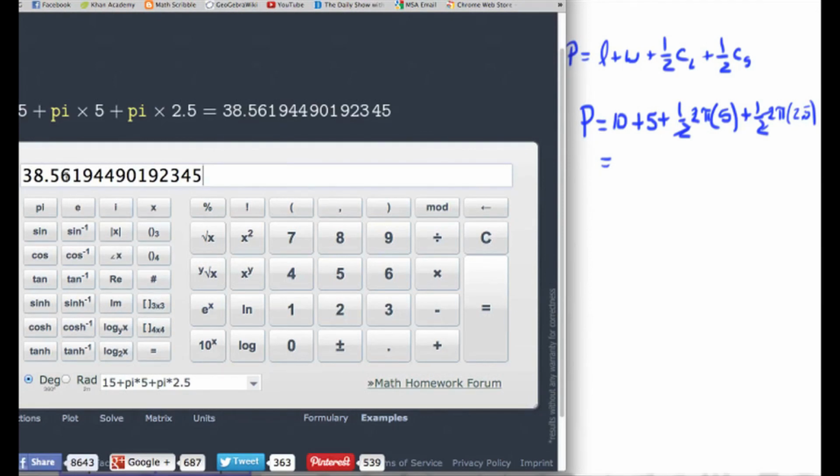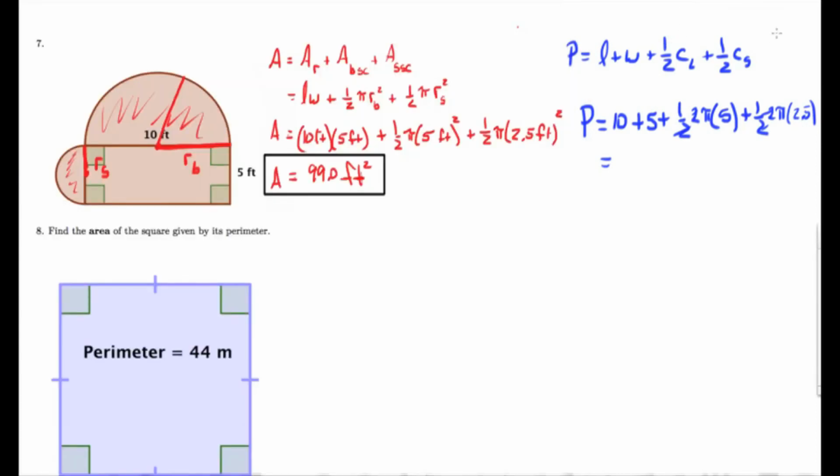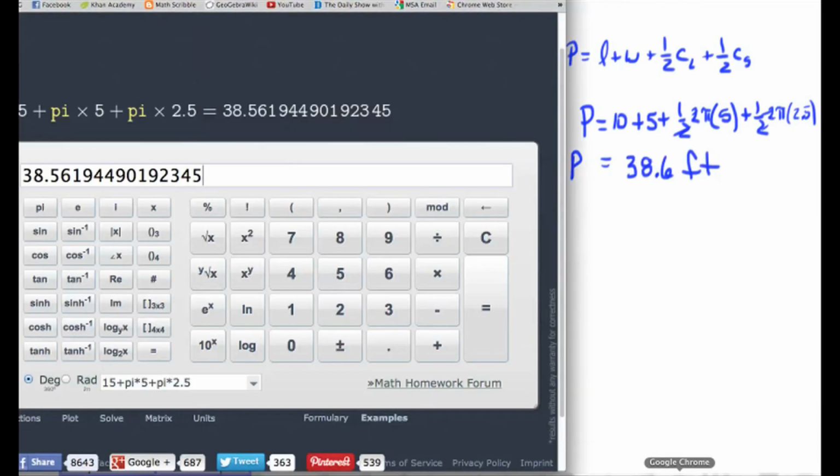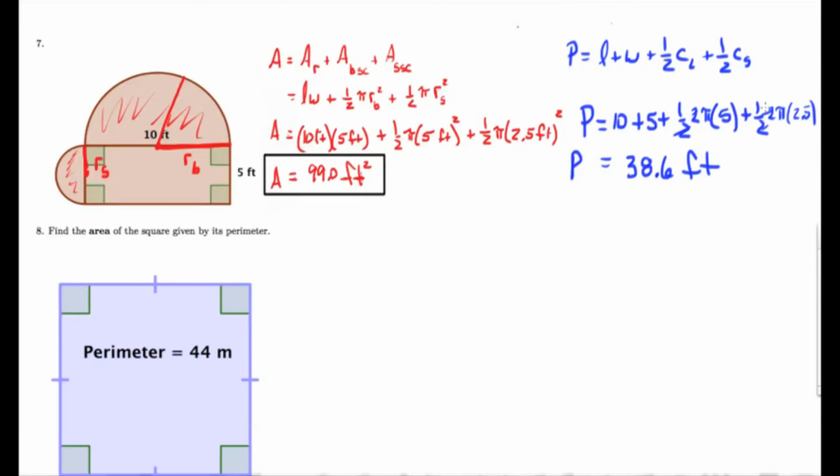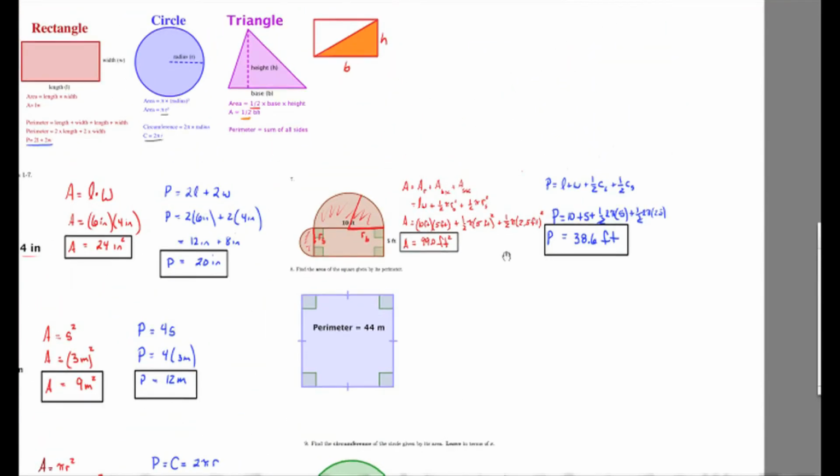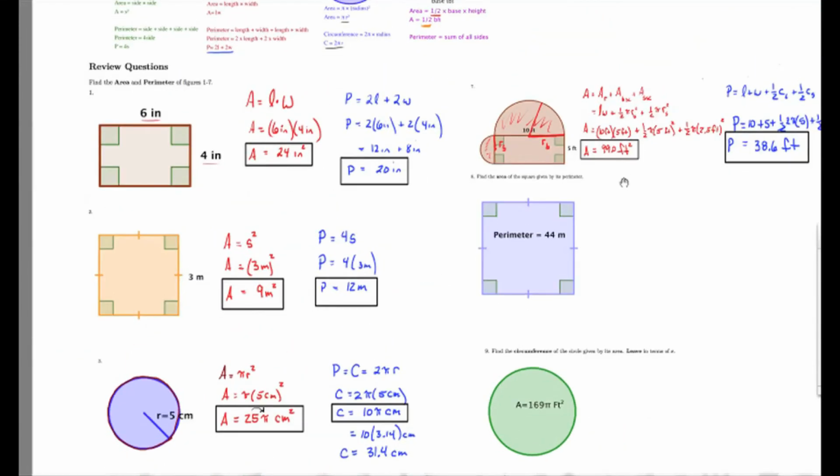38.56. So let's round this nearest tenth. That'd be 38.6. Perimeter equals 38.6 feet. Yep, 38.6 feet. Let's box that in. And there's our answer for the first 7.